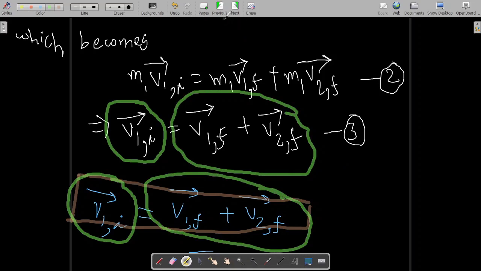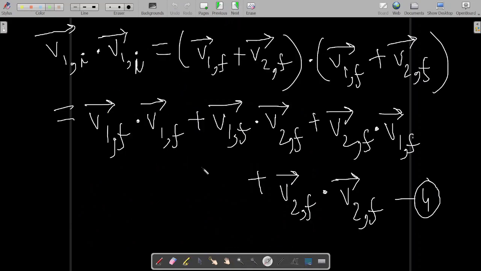So finally you will get something of this kind: v1,i vector dot v1,i vector is equal to (v1,f vector plus v2,f vector) dot (v1,f vector plus v2,f vector). Taking the dot product term by term, this entity with this, then this with this, and so on. Let us suppose this is equation 4.